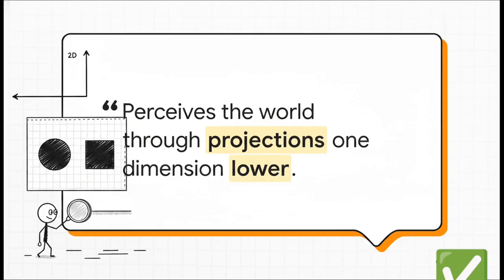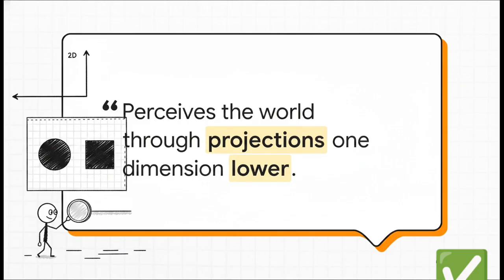Now, what's truly fascinating about a 2D world is how you would actually perceive it. Back in 1884, a mathematician named Edwin A. Abbott wrote this brilliant novella called Flatland, giving us a crucial rule of vision. He said a creature usually perceives the world through projections and cross-sections 1 dimension lower than itself. This means a 2D character looking at a drawn circle won't actually see a circle.